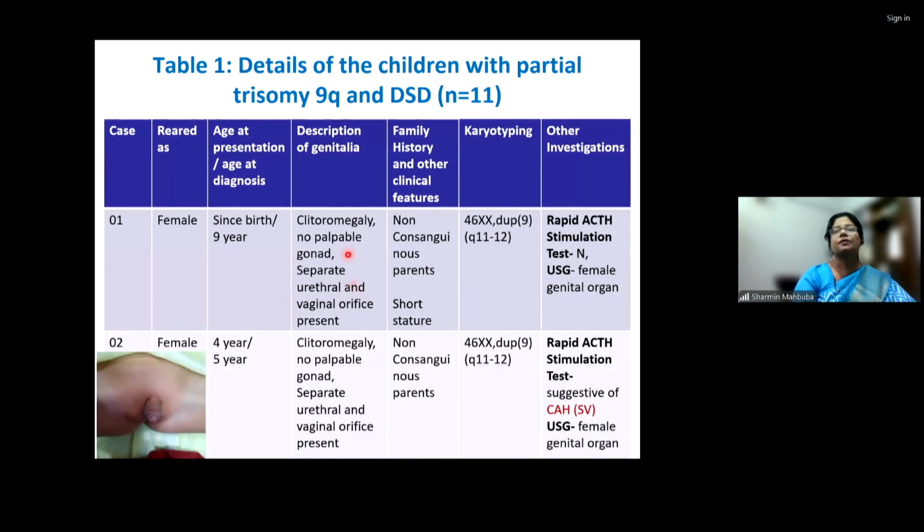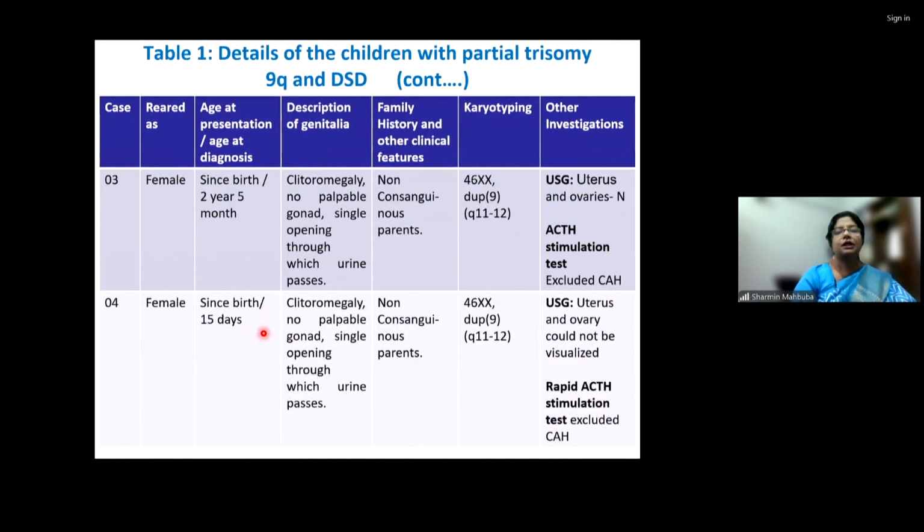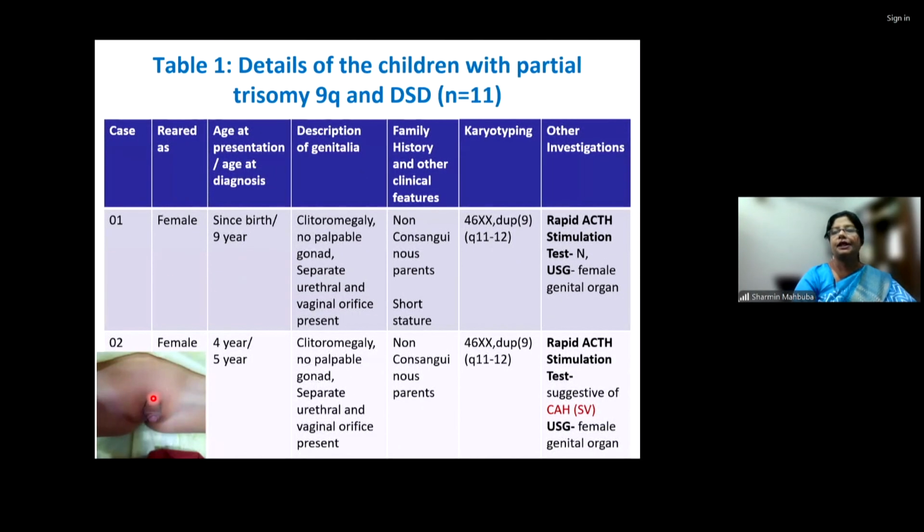Here are the details of the children with partial trisomy 9q and DSD. Out of 11 patients presenting with DSD, 4 presented with clitoromegaly. All of them were children of non-consanguineous parents, and 2 of them had separate urethral and vaginal orifices, and 2 of them had a single orifice through which urine passed. Only one child presented at 15 days of age, which is very early, but the others presented later. And here we can see the clitoromegaly.